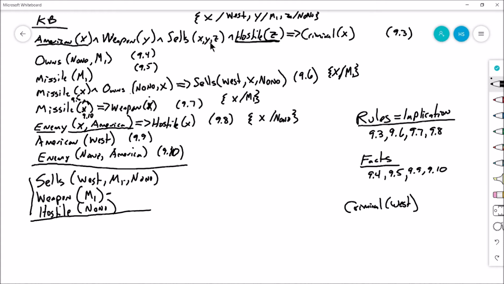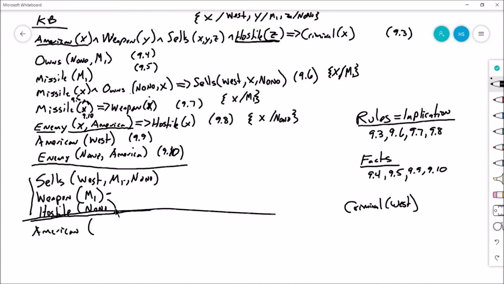So, if we replace Z with no, no, then that will satisfy everything, because American X becomes American West, and weapon Y becomes weapon M1. Sells XYZ becomes sells West M1 to no, no. And then hostile Z becomes hostile, no, no. So since that entire thing is satisfied, let me just rewrite it down here so you can see it.